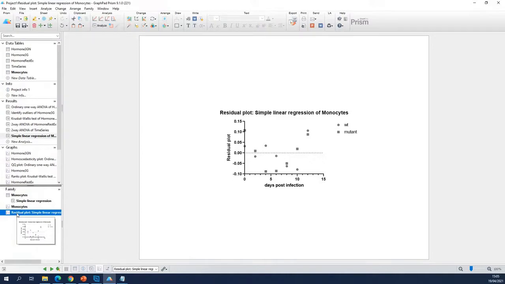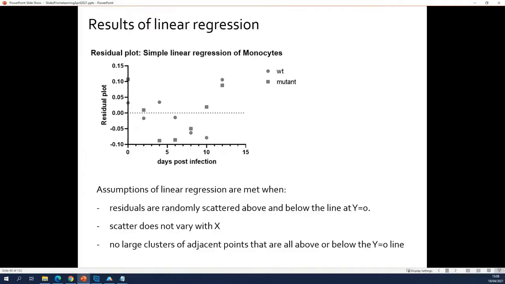What do you want to see on this plot? You want to see a random distribution of the residuals. So you don't want to see any patterns in this plot, and you want to see almost the same number of points above than below the line here at 0. So this clearly is the case, I think. You have more or less the same number above and below the line, and I don't see any patterns here in the residuals. So this looks good.